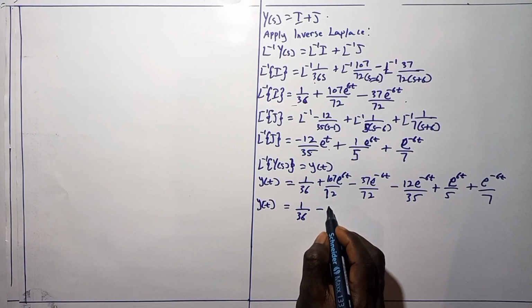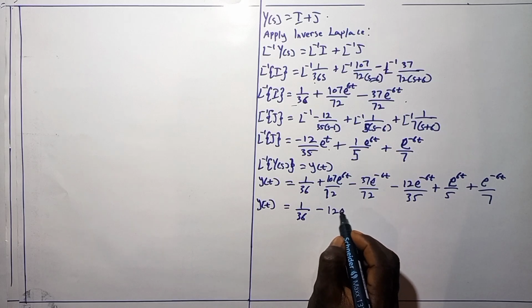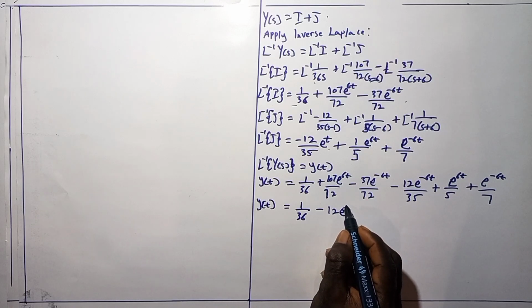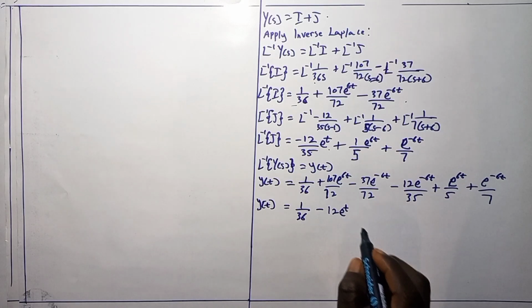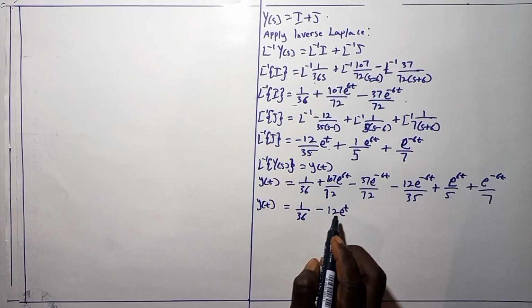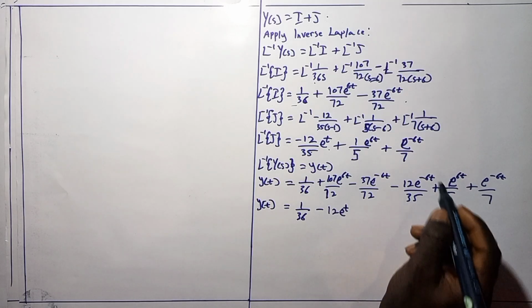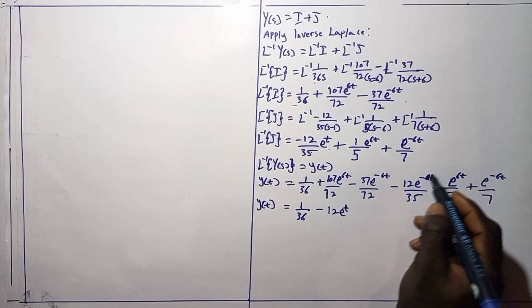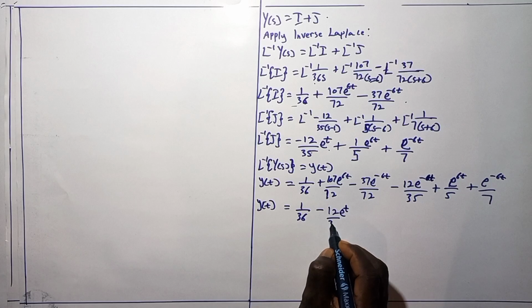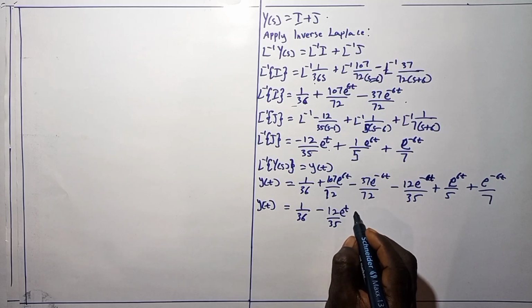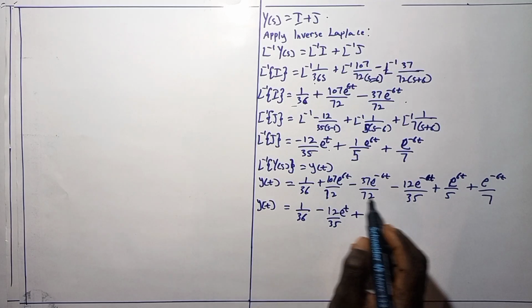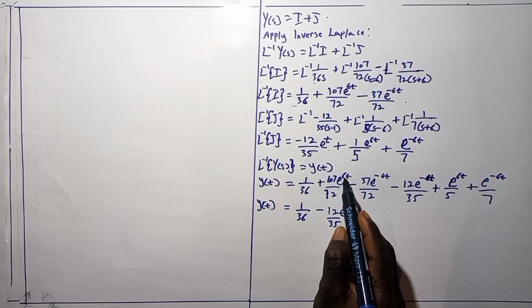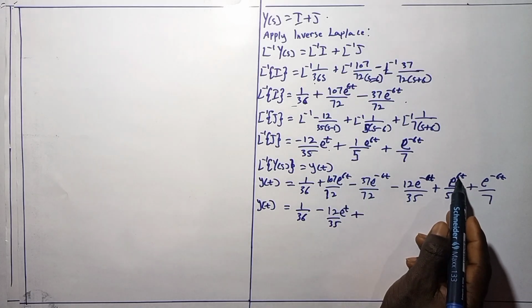minus 12 e^t minus 12 t over 35 plus, we have exponential 60t here, exponential 60t here.